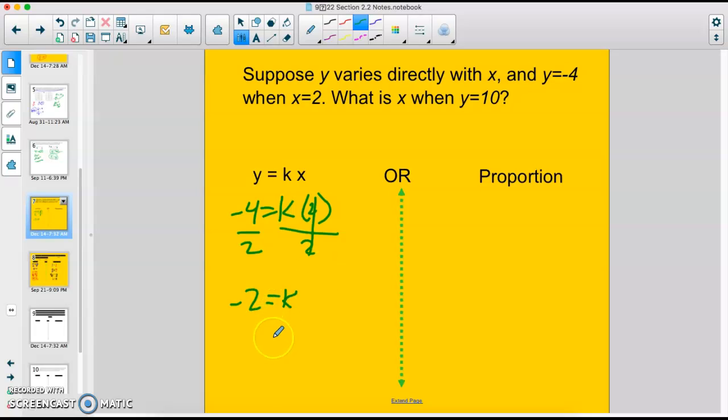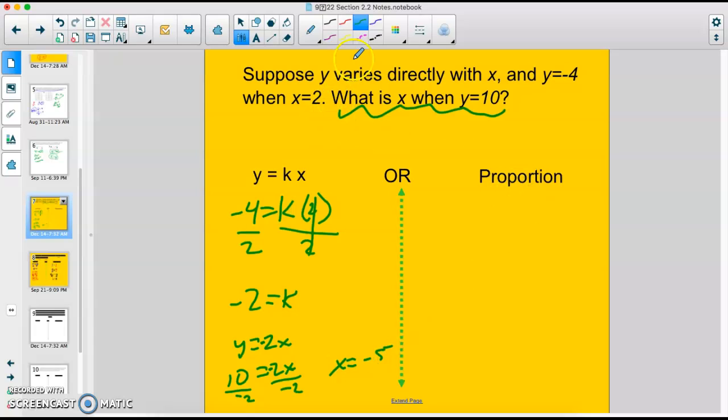Now that we know our constant, we can do y equals -2x. Oh, I'm sorry, -2. And then we can plug in the one that we know. We know y is 10, so 10 equals -2x, and we solve. We divide by -2, and so we get x equals -5.